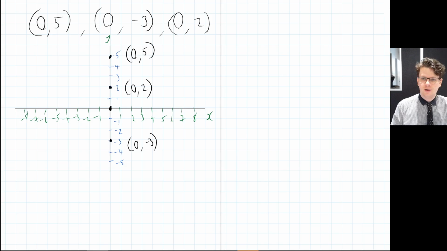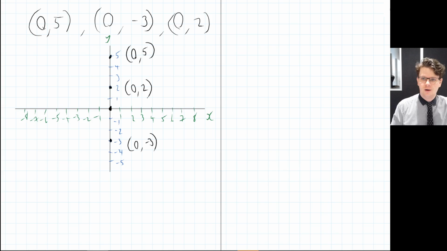Alrighty. But what about the ones that are going to go the other way? What if the number, the 0, was in the second part? So 6, 0, negative 2, 0, and we'll say 3, 0. Where are these going to go?